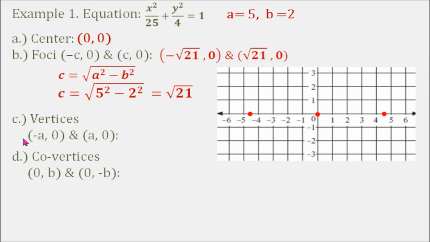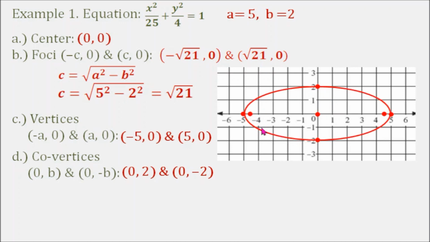Now for our vertices, the coordinates are negative a, 0 and a, 0. Our a is 5, so that means the coordinates are negative 5, 0 and 5, 0, and they are here. For our co-vertices, the coordinates are 0, b and 0, negative b. Our b is 2, so that means the coordinates are 0, 2 and 0, negative 2, and they are here. Now we can draw our graph. So this is our graph.